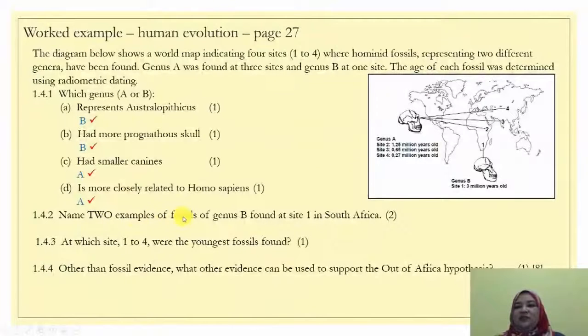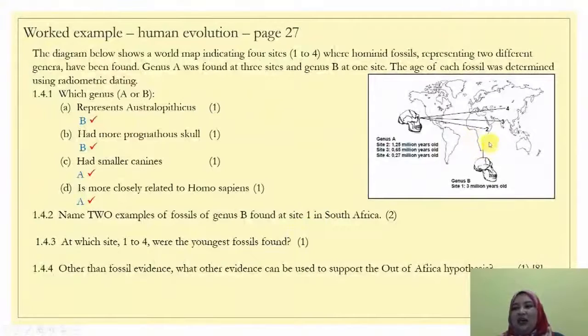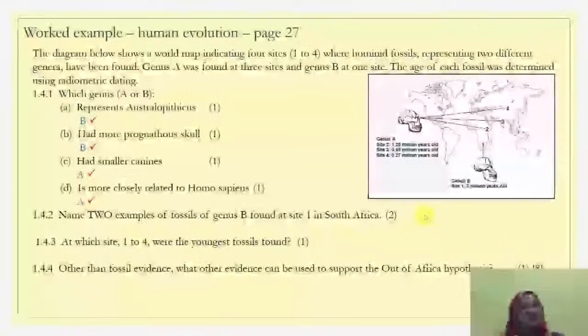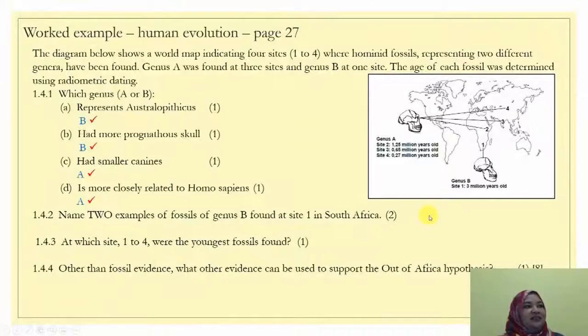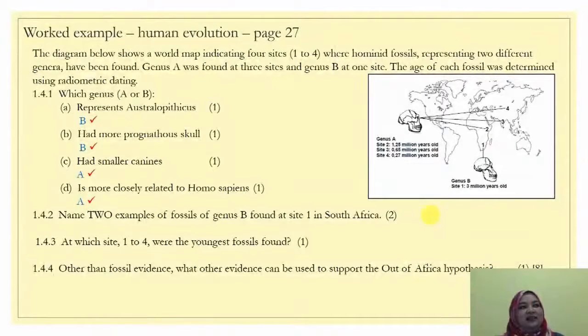Name 2 examples of fossils of genus B. So it's examples of genus B found at site 1 in South Africa. So we're not talking about the rest of Africa, we're only talking about South Africa. Correct. Is Adi found in South Africa? Australopithecus sediba is correct.